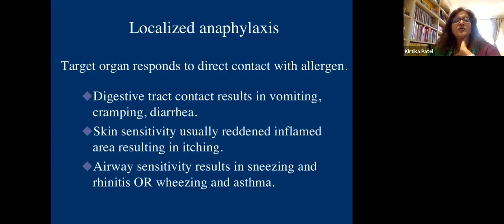So if the target organ is the digestive tract, if you have eaten something, then you'll start to feel like vomiting, cramping, diarrhea. I've seen children who are allergic to eggs. As soon as you put a little piece of boiled egg in their mouth, they will start throwing up. If it is the skin, then it will become inflamed and you'll start getting itchy. If it is the airways, so if you have inhaled something, then you will sneeze or wheeze, as in the case of asthma. So asthma could be allergic asthma as well.